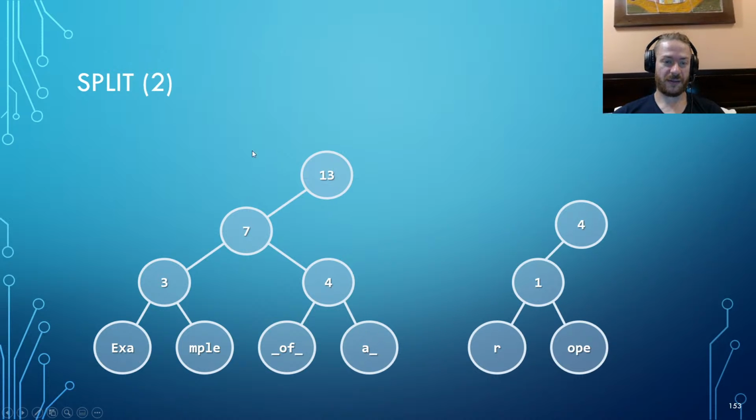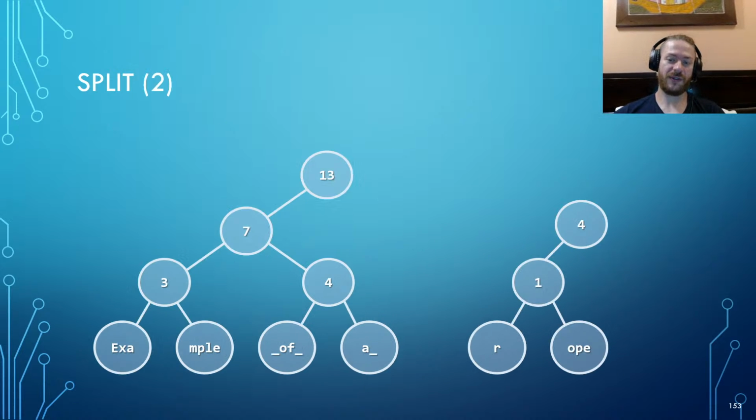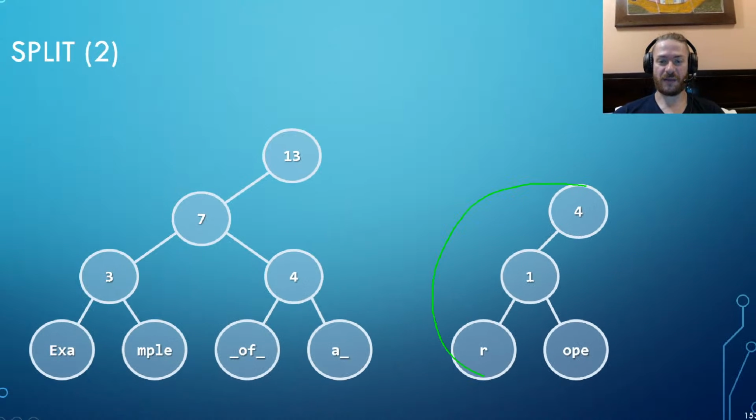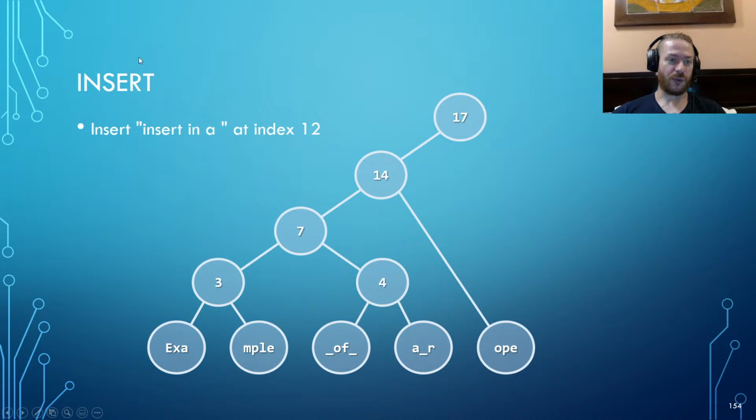And done. The rope is now split. Of course, we need to recalculate the values by going up the rope, and we need to rebuild the second part of the rope. How to insert? This is where it's super fast.